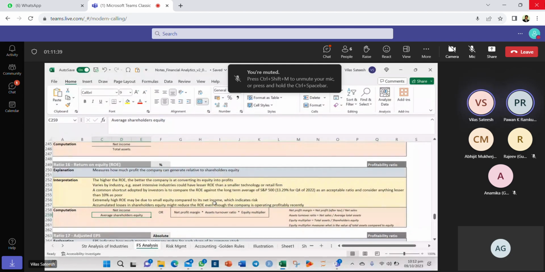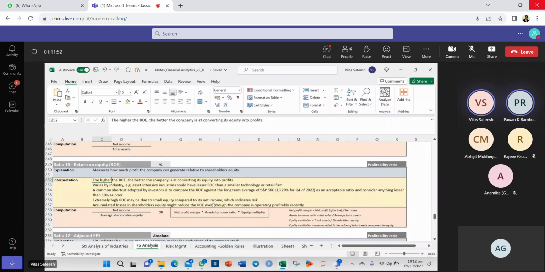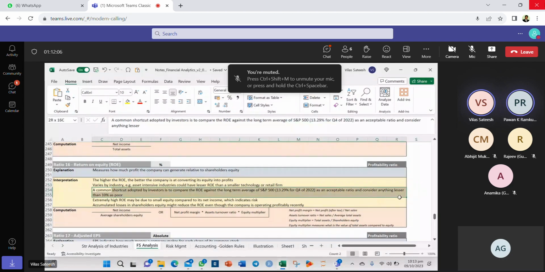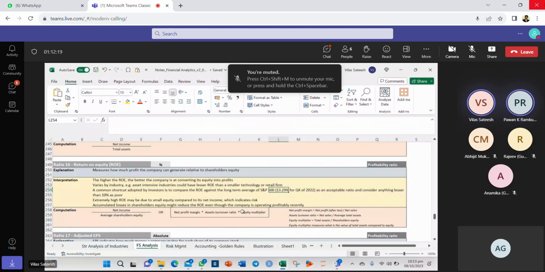Now, the higher the return on equity, the better the profitability. But again, in an asset-intensive industry, the ROE would definitely be lower than in a technology firm. And this is not taught in class. I did some research and found out that the benchmark, if you look at the S&P 500, is that they consider the Q4 of 2022 figure of 13.29 as the minimum acceptable return on equity rate. That is return on equity.